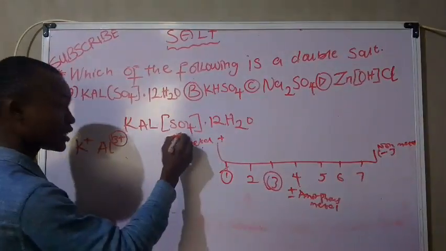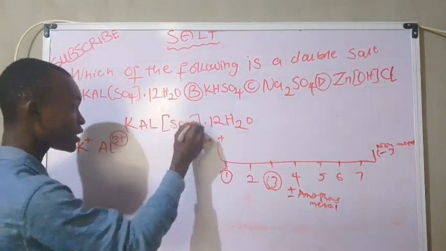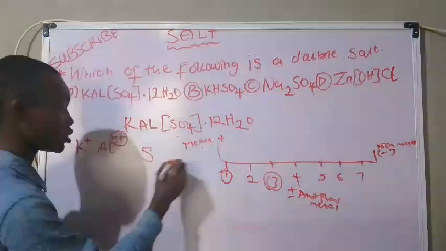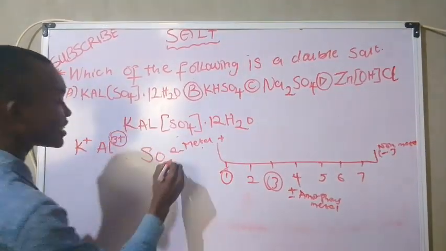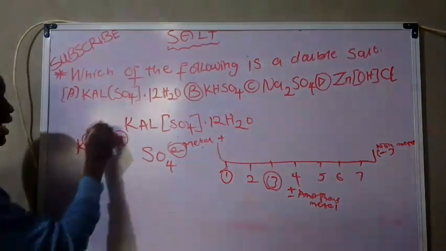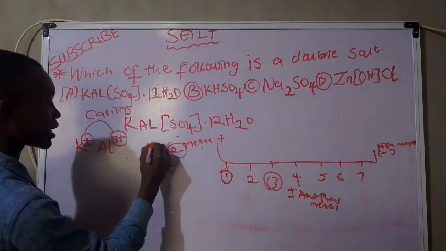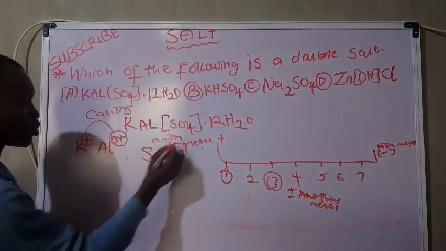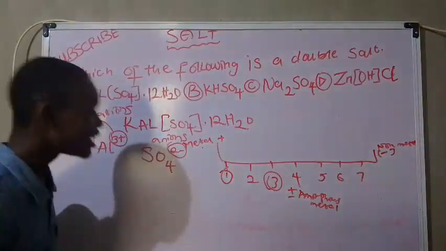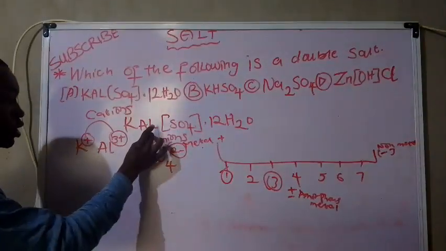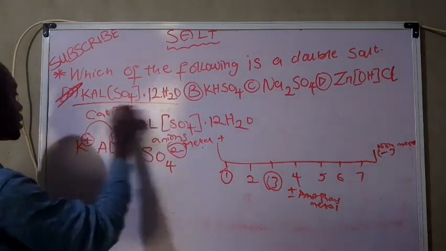Now SO4 is a radical, it has a negative sign. So when SO4 dissociates, it is going to be SO4 2 minus. You can see this is an anion and these are cations, and this is an anion, you can see, with a negative sign. It is very, very easy. This particular compound is a double salt. Now this answer is the correct answer.